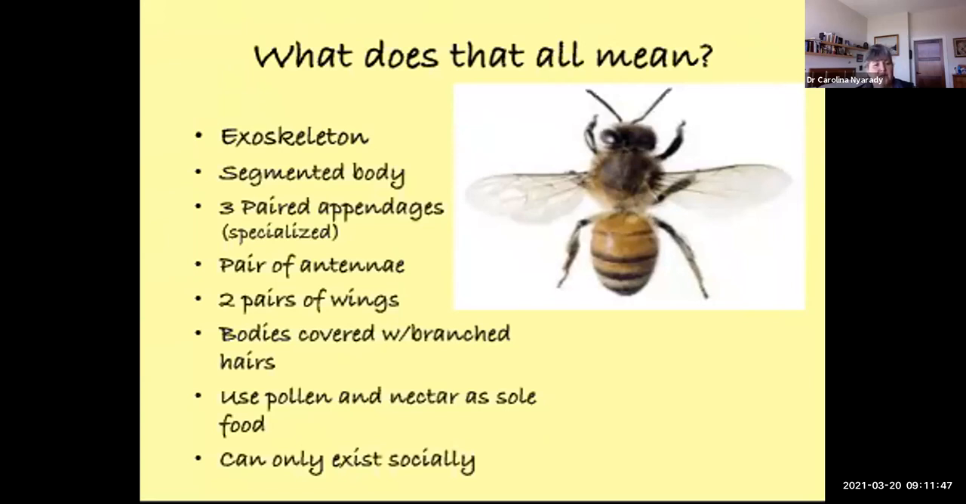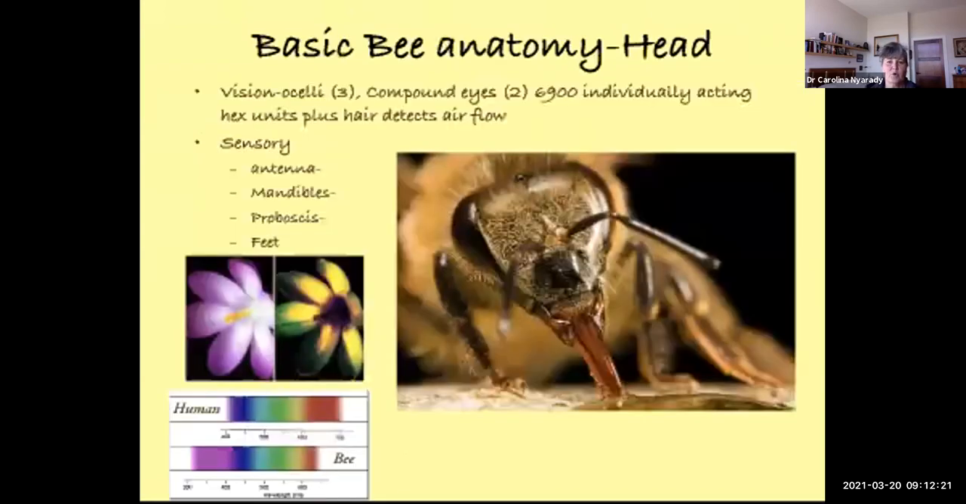And then of course, in existing socially, in order to be a perennial, and I'll put that in quotes, organism, you're going to have overlapping generations, right? So no single bee will live for years on end, but as a colony, you can have colonies that, under proper circumstances, have the potential of living in perpetuity because of this overlap in generations. So we're gonna look at these specializations of the bee a little bit more closely.